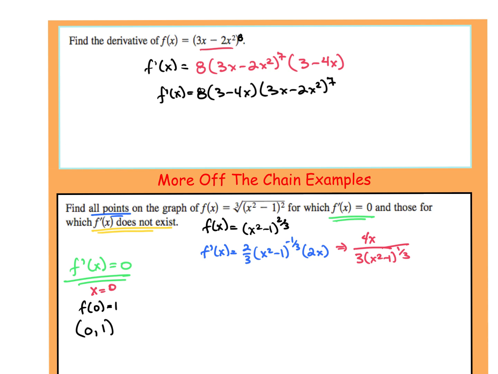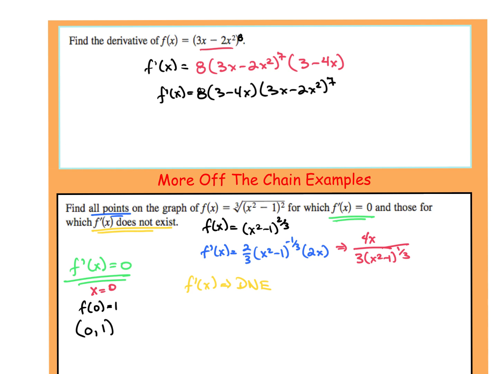This next part says, when does f prime not exist? So when does a derivative not exist? Sharp turns and at vertical tangent lines. Exactly. And so what we need to do is figure out when this derivative is going to break. I can't divide by 0, basically. So when does f prime not exist?